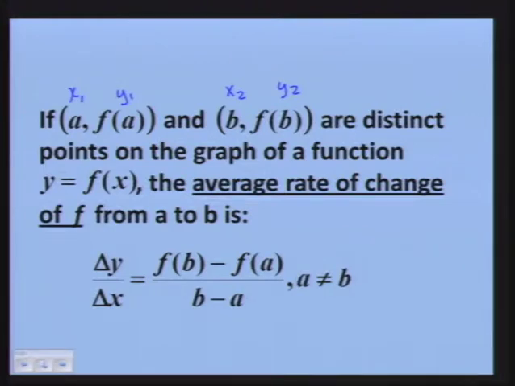Then the average rate of change of f from a to b is delta y divided by delta x. And delta here actually stands for the change in y, and then we divide it by the change in x. So let's think. Our x sub 2 and our x sub 1 are b and a. There it is. The change in y: y sub 2 minus y sub 1 over x sub 2 minus x sub 1.